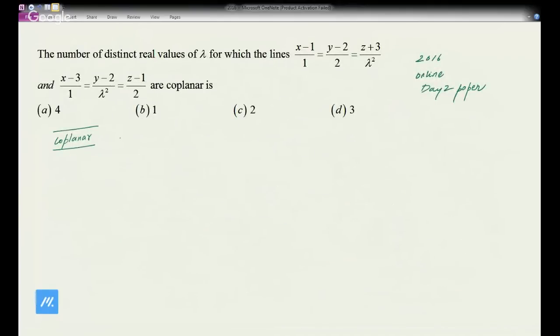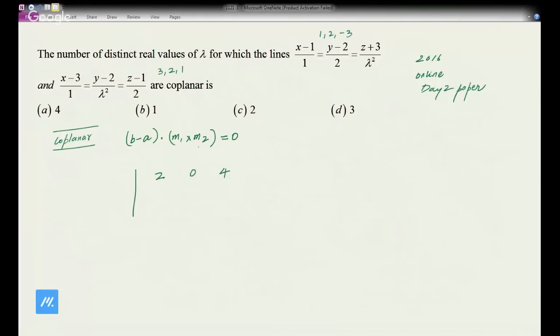So for coplanarity, what you will do? Condition of coplanarity is nothing but B minus A dot M1 cross M2 should give you value 0. As simple as that. So what is the value of B minus A? Let's say this is 3, 2, and 1. This point becomes 3, 2, and 1. This point is 1, 2, and minus 3. So what it will become? Let's say 2, 0, and 4.